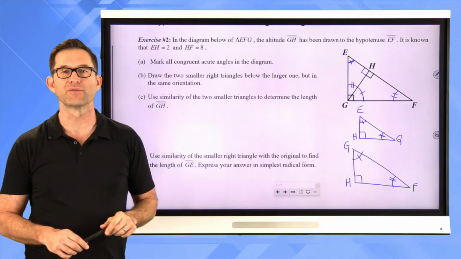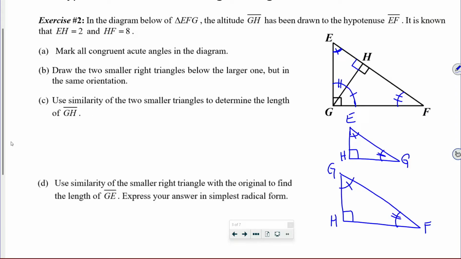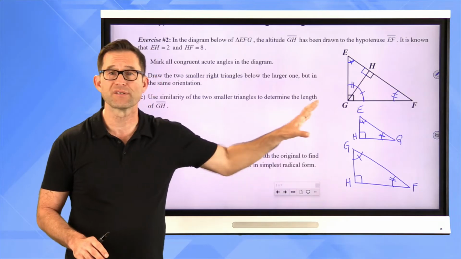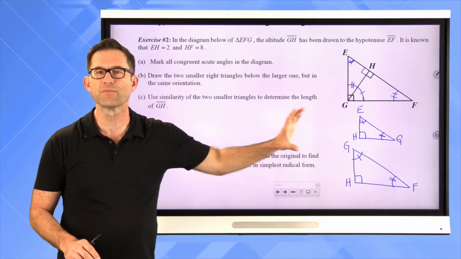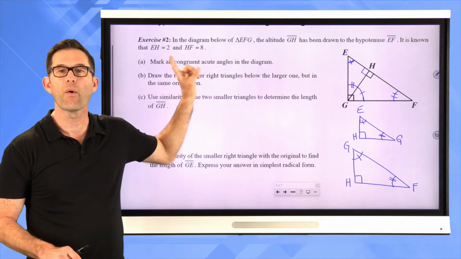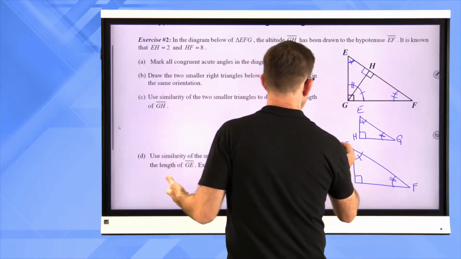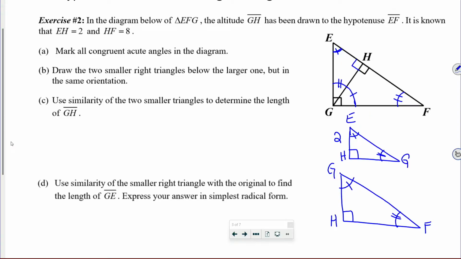Okay, now let's look at letter C. Use similarity of the two smaller triangles to determine the length of GH. So keep in mind, all three of these triangles are similar to each other. So let's just look at the two smaller ones and the information they've given me. Right now I know EH is equal to 2 and HF is equal to 8. So let's try to get that on here. EH is equal to 2, HF is equal to 8. I'm going to put it all also up here.